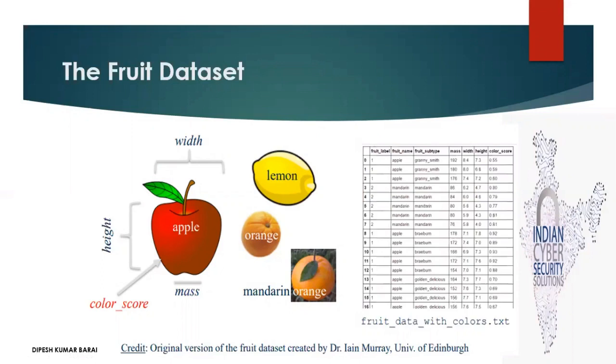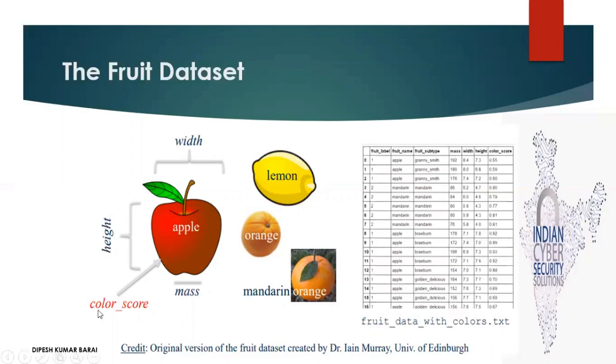Here is a small data set where various fruits are listed, and every fruit has its width, height, mass, and color score. Now, if a new fruit comes in with mass 150, width 8, and height 9, what will this fruit be? It can be an apple, lemon, orange, or mandarin. So we will classify the class of the fruit.